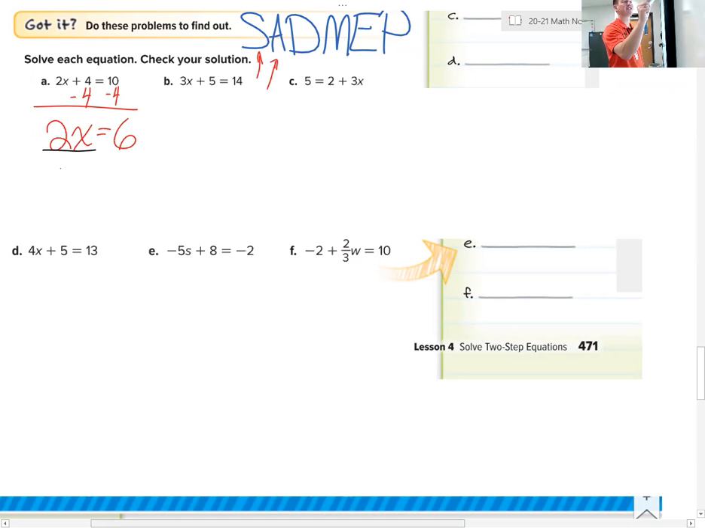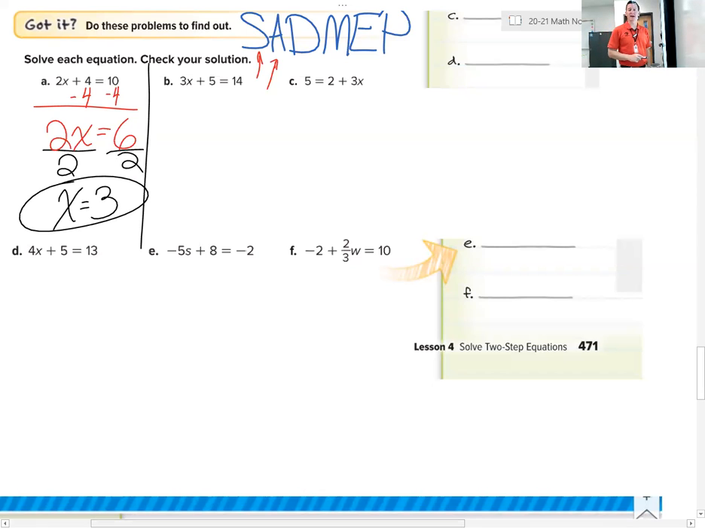So I need to divide by 2 on both sides because I need that equal sign to stay true and be equal. The same way that if you and a sibling were both doing the same work and one of you got an allowance and the other one got no allowance or less, that wouldn't be equal. We need to try to be equal. We're trying to shoot for equality. 6 divided by 2 is equal to 3.